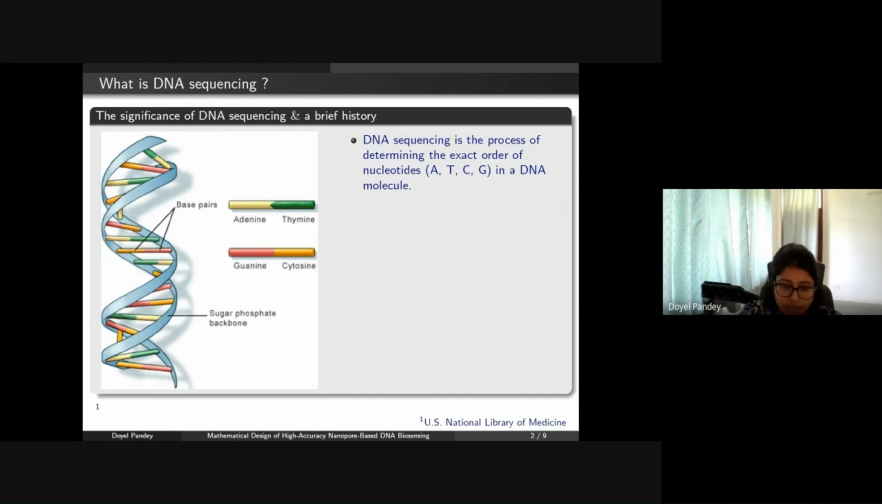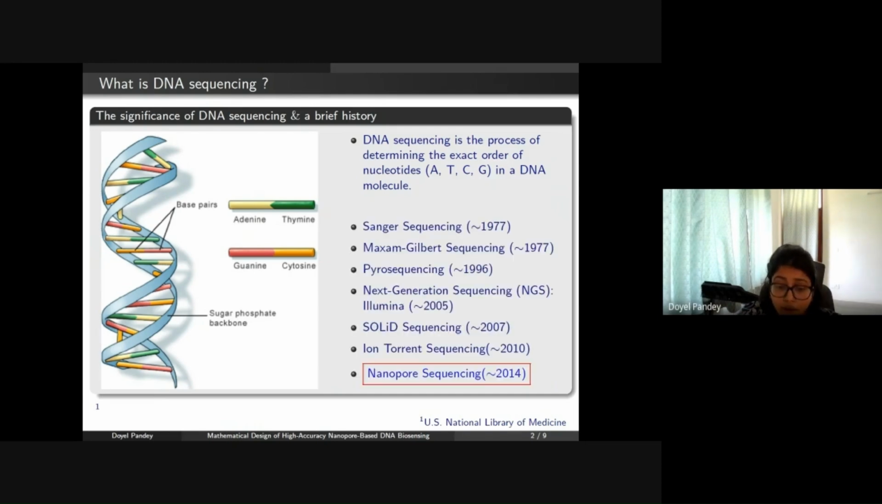DNA sequencing technology has undergone remarkable progress over the past 5 decades. It began with the Sanger sequencing method in the late 1970s, followed by several next generation sequencing technologies such as Illumina or Ion Torrent, which are nowadays also being widely used. All of these existing technologies are quite good and accurate, however, they are quite costly.